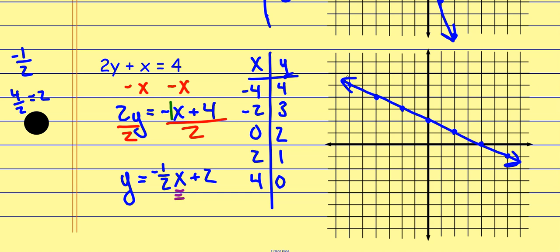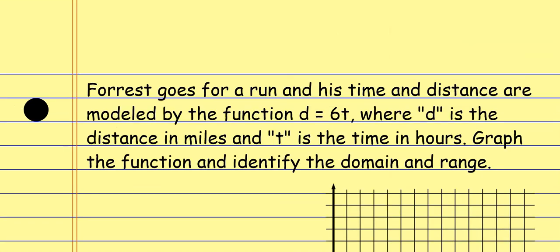All right, let's do a word problem. Everybody loves to read a little bit. Ready? So Forrest goes for a run as his time and distance are modeled by the function d equals 6t, where d is the distance in miles and t is the time in hours. Graph the function, and identify the domain and range.